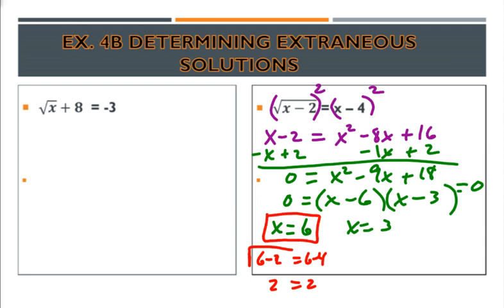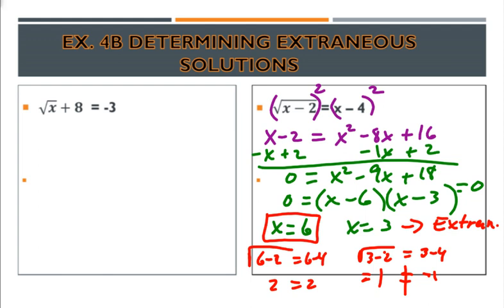What about putting a 3 in? So if I have the square root of 3 minus 2, this will give us the square root of 1, which is 1. The other side, if I put a 3 in, 3 minus 4 gives us a negative 1. 1 does not equal negative 1, so this 3 is extraneous. The only answer is x equals 6.